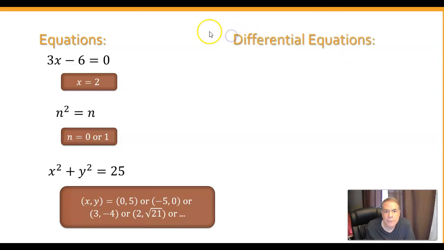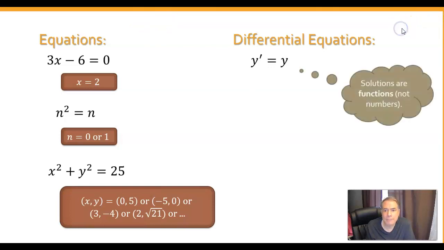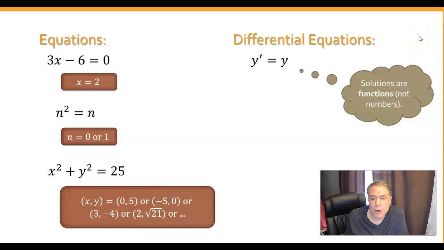So in differential equations, the variables that you're trying to find values for stand for not numbers, but functions. And so solutions are functions that you can put in place of the variable to make the equation true. For example, y prime equals y. So here you're trying to figure out, what function could y stand for so that y prime, the derivative of y, is equal to y itself?